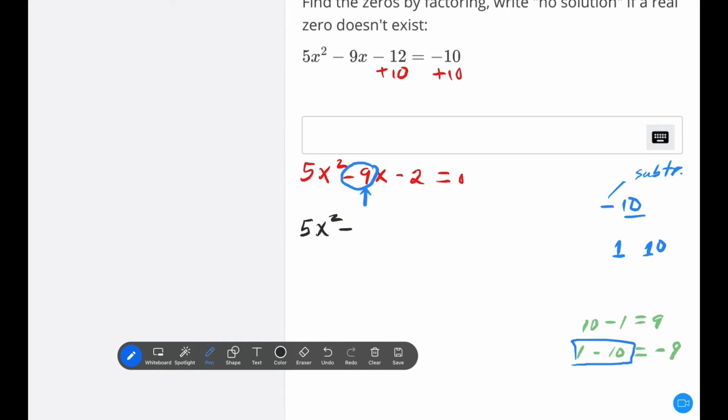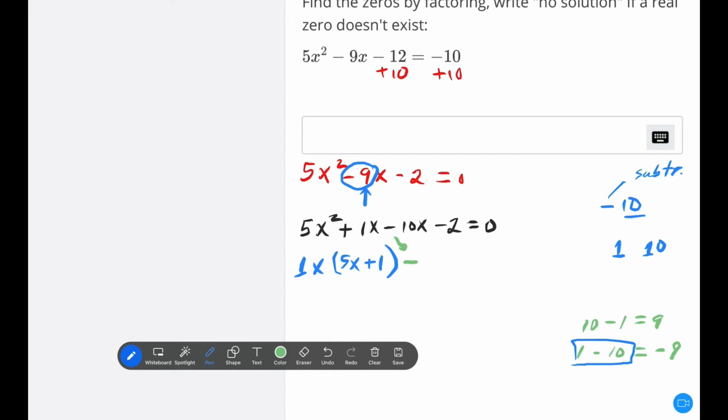5x squared positive 1x minus 10x minus 2 equals 0. Alright, the highest common factor between 5x squared and 1x is 1x. 5 divided by 1 is 5. 1x divided by 1x is 1. Bring down the negative or the minus, okay?